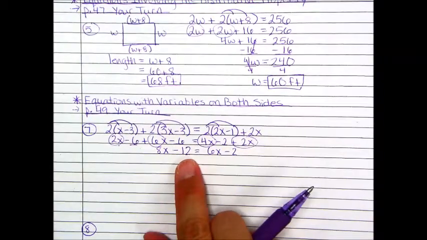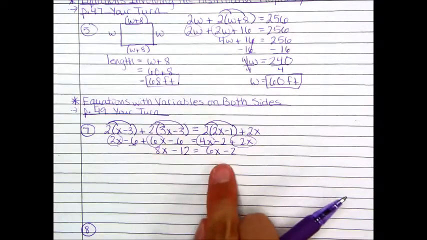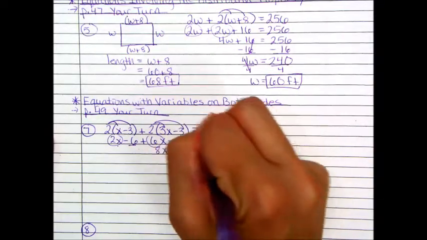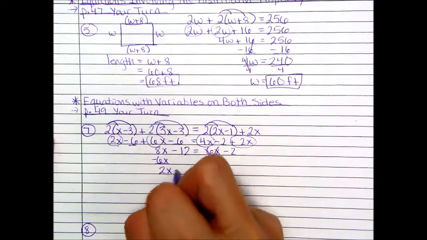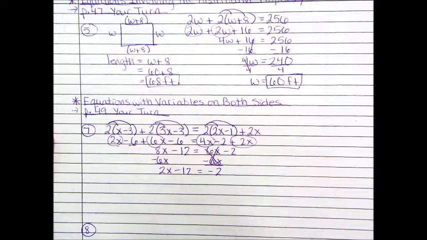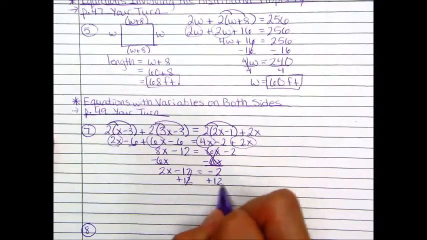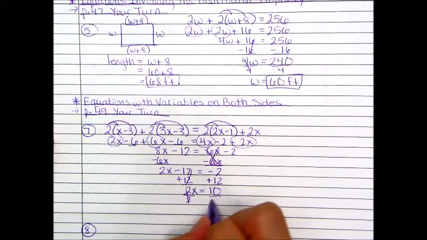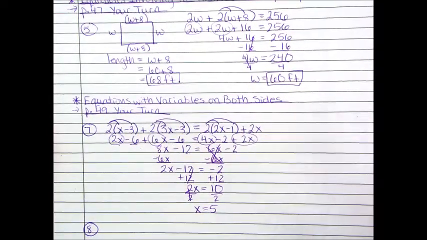And now this is why we're calling this a problem with variables on both sides. To solve for x, we can only have x on one side of the equal sign. So I'm going to choose to get rid of this 6x by subtracting 6x on both sides, making this say 2x minus 12 equals negative 2. We're then going to add 12 to both sides to get 2x equals 10 and divide by 2 to get x equals 5.